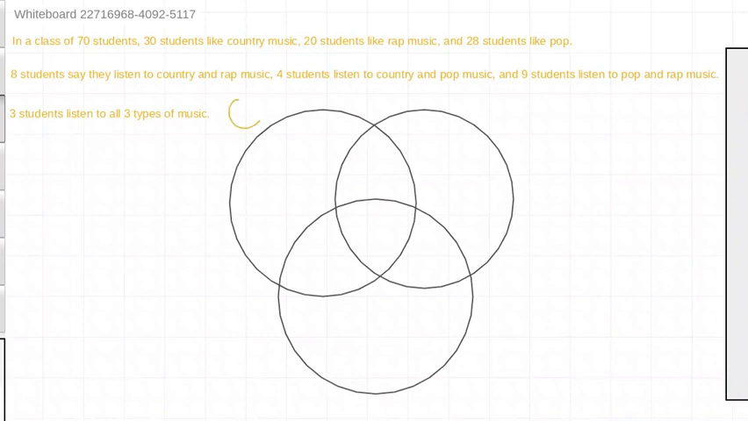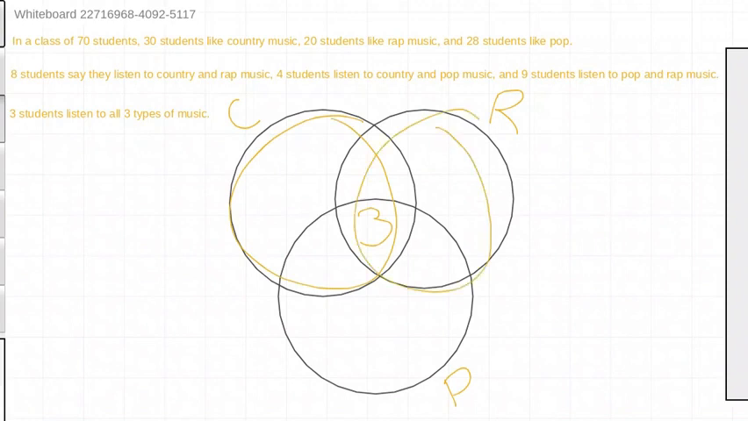So first let's label our circles. This will be country, this will be rap, and this will be pop. Now we need to work middle out. So we know that 3 students listen to all 3 types of music, so we'd put 3 in the middle. Then this whole circle, that whole circle, and that whole circle, it includes 3.